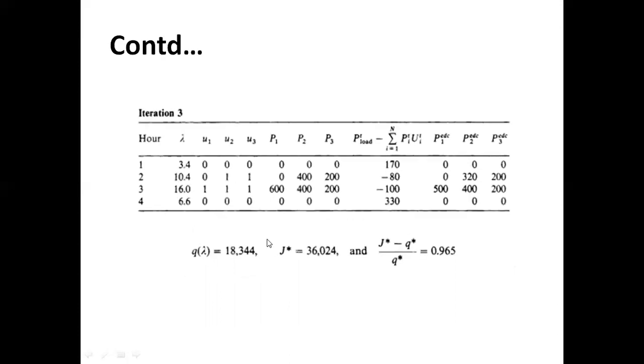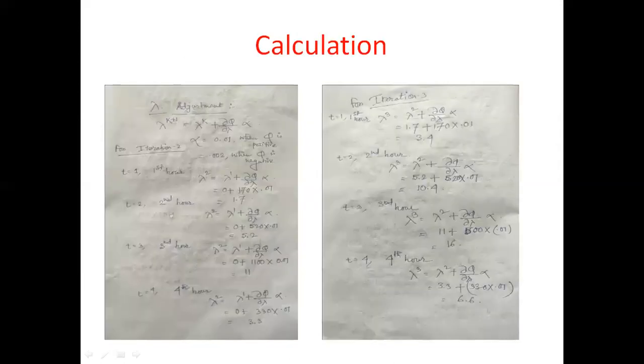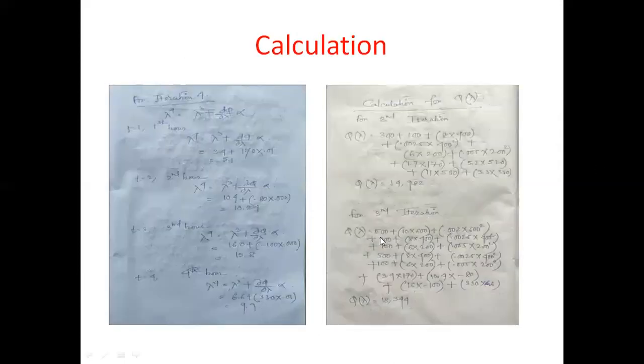And how can we calculate the Q lambda in this equation? Q lambda can be calculated at hour 2 and at hour 3. At hour 2, only units 2 and 3 are in operation, and at hour 3, units 1, 2, and 3 are in operation. So Q lambda can be calculated here in this way. We write the equation with P1 equal to 600, P2 equal to 400, and P3 equal to 200.